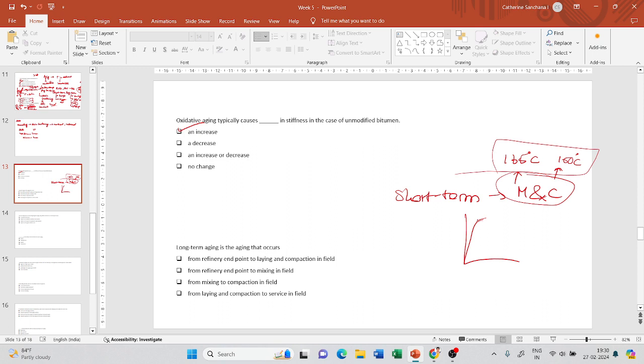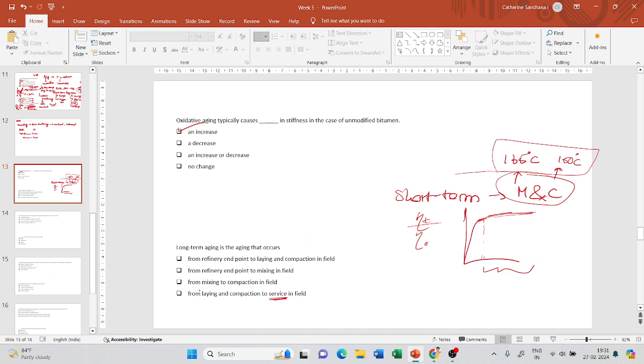So when it undergoes long-term aging, which is during the service, after compaction, there is an increase in the aging index. Aging index is some consistency measure, could be viscosity at time t divided by viscosity at time 0, the initial state before mixing. So this long-term aging happens from laying and compaction to service.